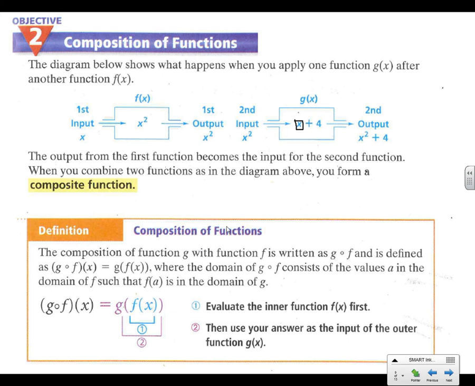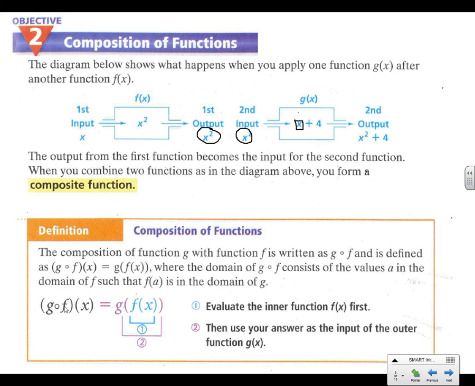Okay, so composition of functions. Let's read it here. The output from the first function becomes the input for the second. So what we got as the output of the first function, f of x, turns into the input when we go to do the second function, g of x. And that's a composite function. When you combine two functions, you form a composite function, a combination of two functions.